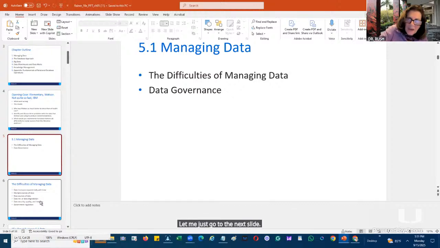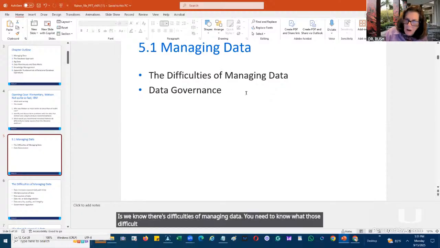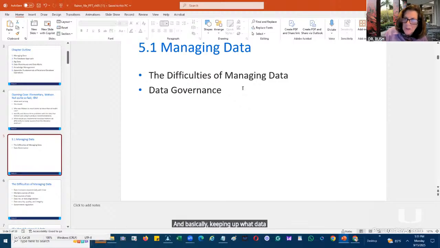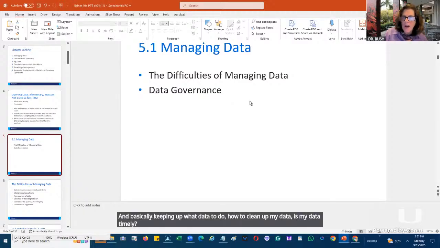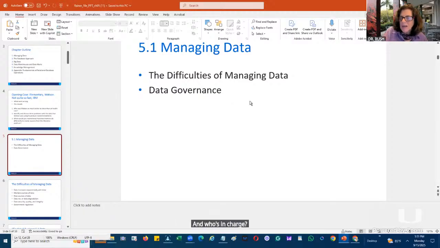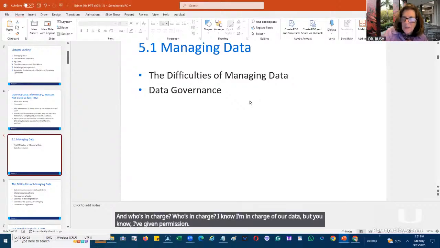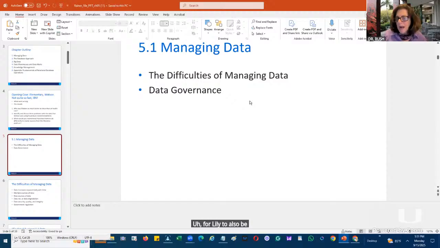If I think about that, we know there are difficulties of managing data. You need to know what those difficulties are, and basically keeping up what data to do, how to clean up my data, is my data timely, and who's in charge. Who's in charge? I know I'm in charge of our data, but I've given permission for Lily to also be in charge of your grades. But some parts of your end grade, Cheyenne, who's in charge is me.